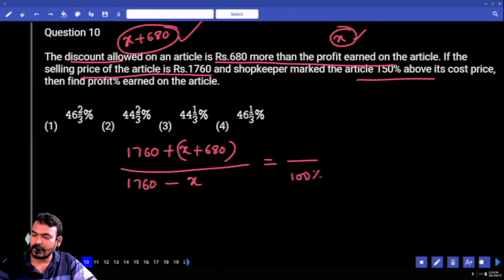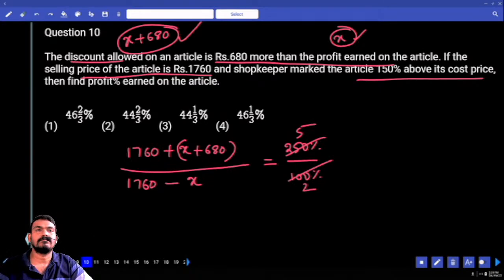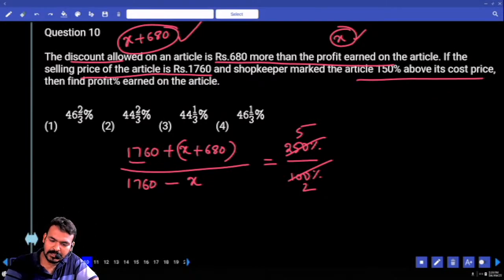Market price compared to cost price, how many percent above? 150% above. Then market price is 250% or... 5 times 5, 2 times, yes or no? Simplify this one, we get which value? X value. Okay, if you know the X, nothing but if you know the profit, obviously we get the cost price or not? Okay, first 1760 plus 680.